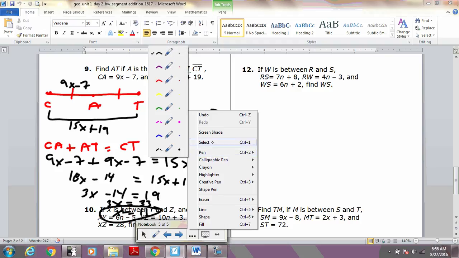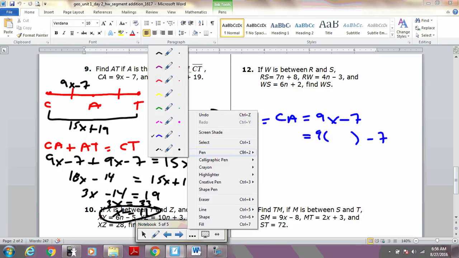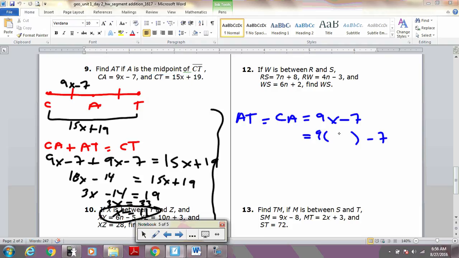And now we can find AT, which is equal to CA, which was 9x minus 7, because they're congruent. So that's 9 times 11 minus 7, which is 99 minus 7, which would give you 92. Woof, that's a big segment.